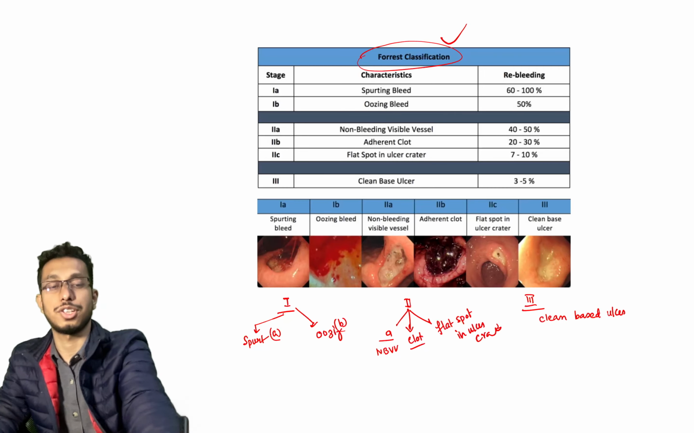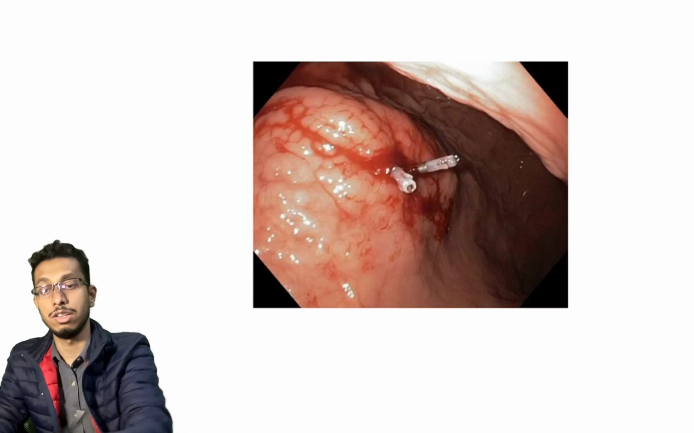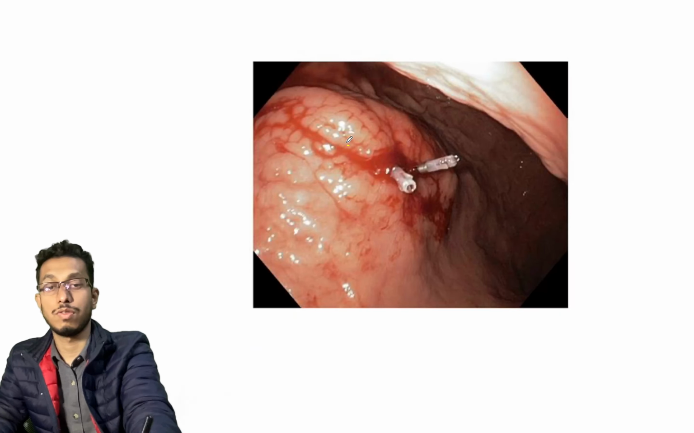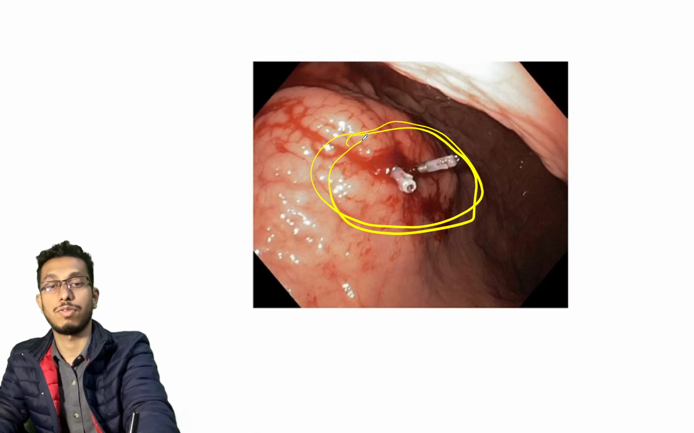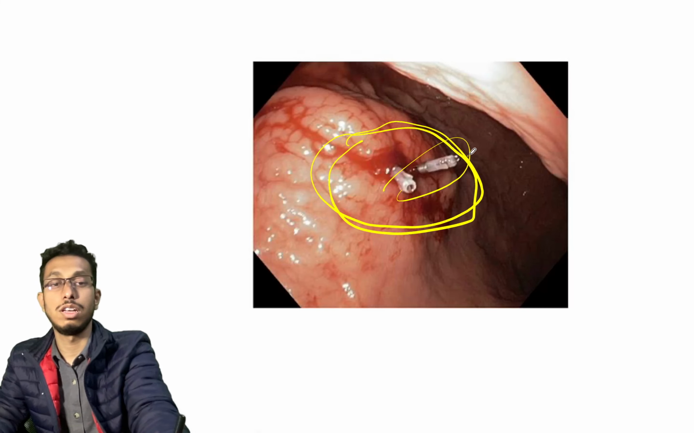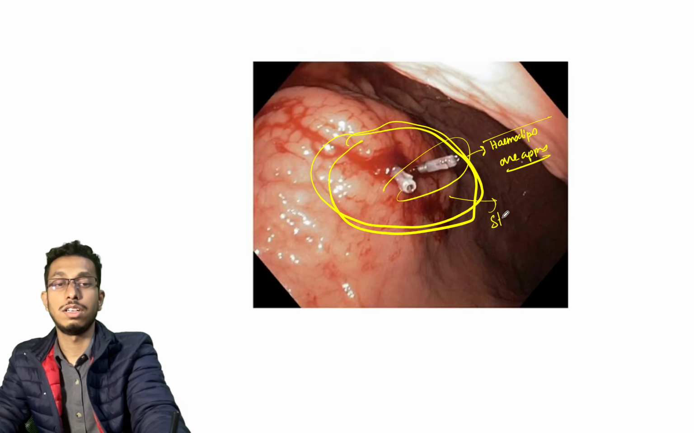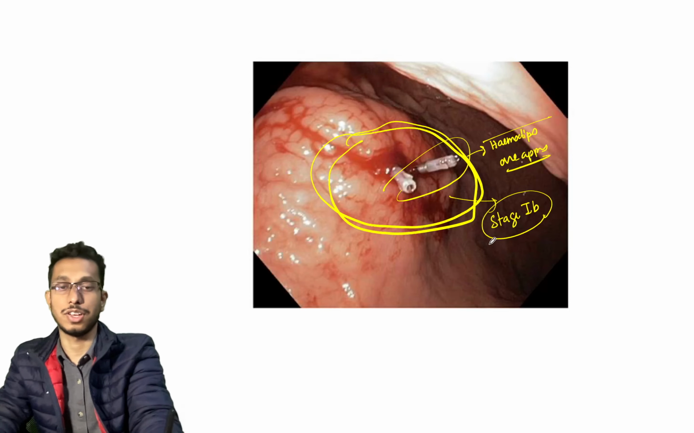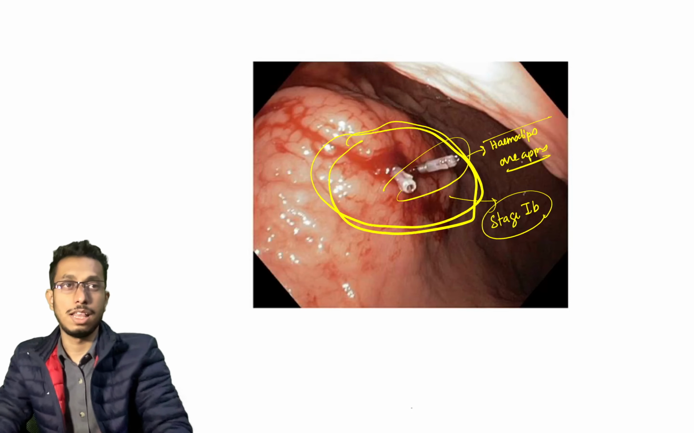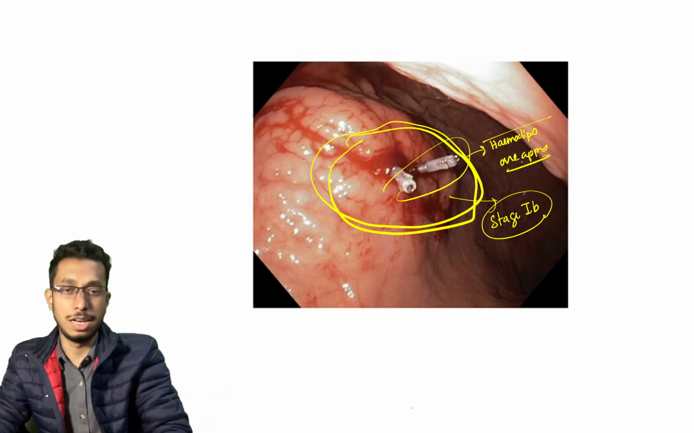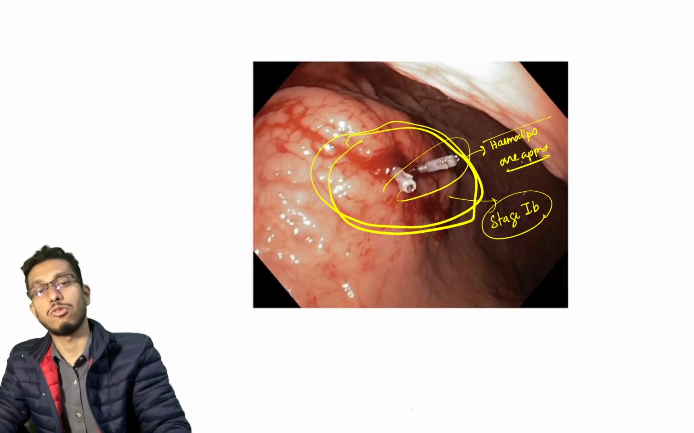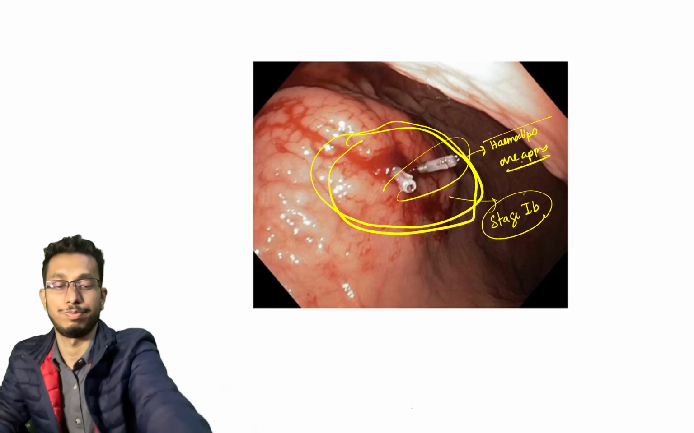This is the Forrest classification. Here you can see oozing of blood in the image shown, and two hemoclips are applied. What is this? This is actually due to oozing, so this is nothing but stage 1B based on Forrest classification. So that's all about management and treatment approach to upper GI bleed. This is the first class on the emergency topic of gastroenterology. We'll cover the later classes too.